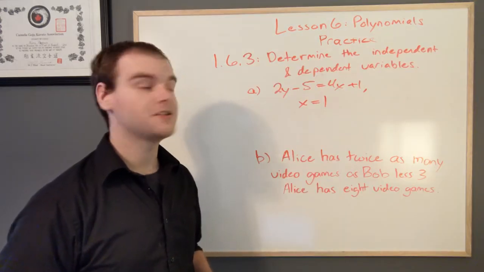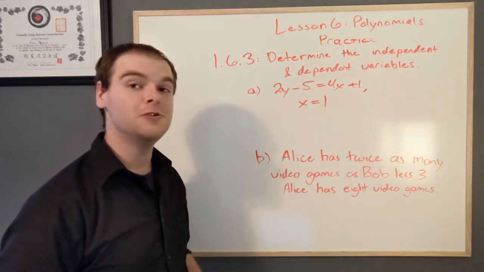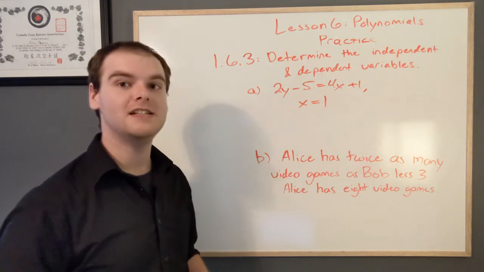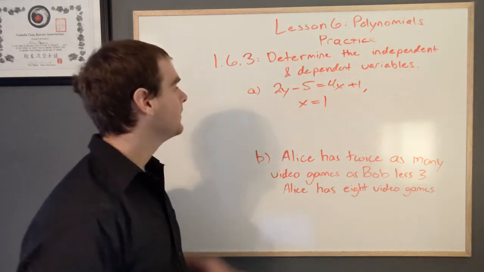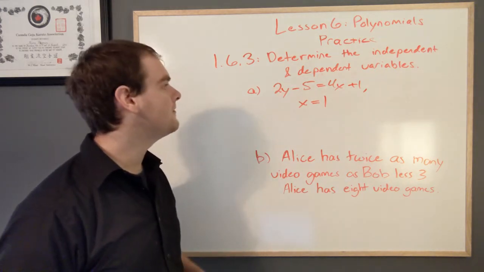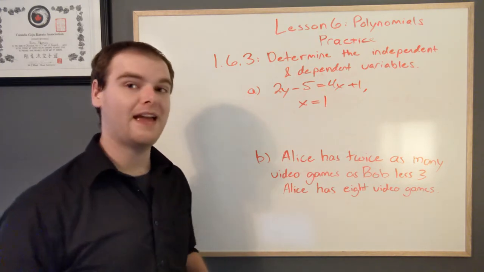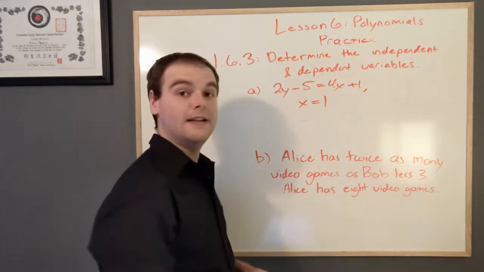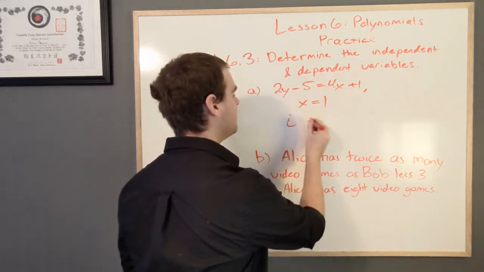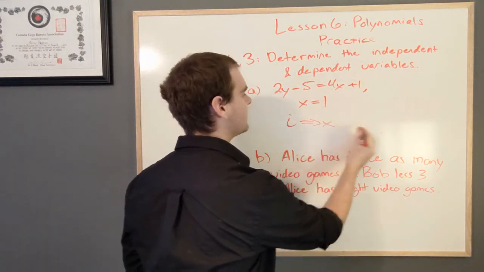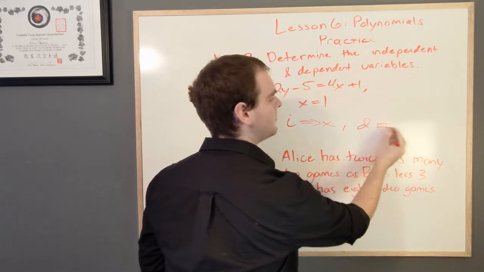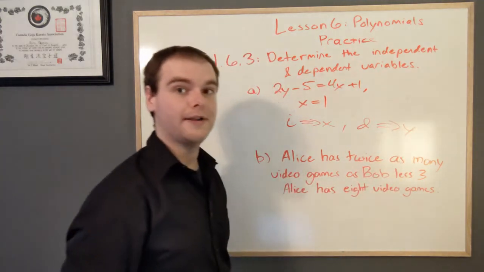In the last set of questions, I'm going to be asking you to determine the independent and dependent variables. In the first part here, I have 2y minus 5 equals 4x plus 1, and I'm going to tell you that x is equal to 1. In this case, our independent variable is x, and our dependent variable is y.